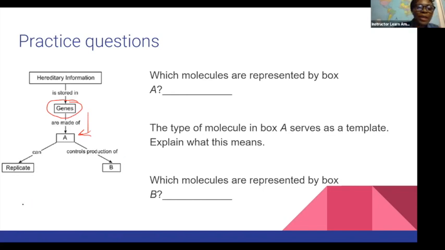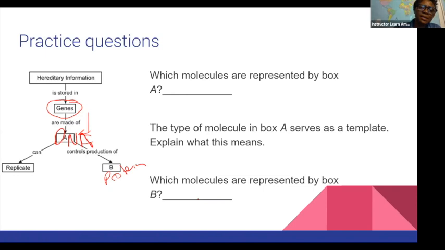If you remember on the strand, we had the exons and the introns, and so we saw that the coded area, those exons, they make up that long strand of DNA. And then we just viewed that DNA can be replicated, and they control the production of proteins. All right, and so in box A should have been DNA. It says, what type of molecule in box A serves as a template? And so we said that DNA replication would take place. And which molecules are represented in box B? That would be our proteins.